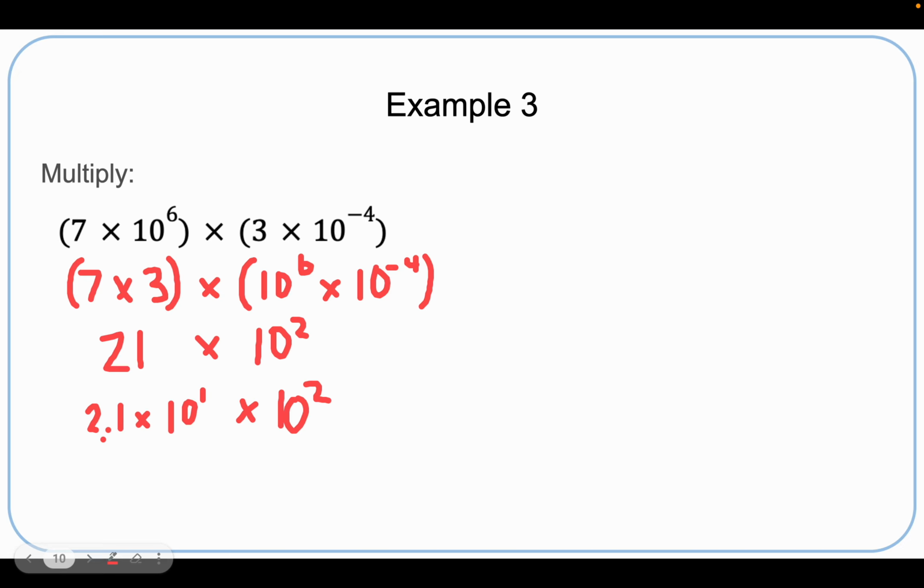And now we can simplify. So we have 2.1. And then we need to add our exponents here. 1 plus 2 is 3. So then that leaves us with 10 to the 3rd power. Final answer here, 2.1 times 10 to the 3rd power.